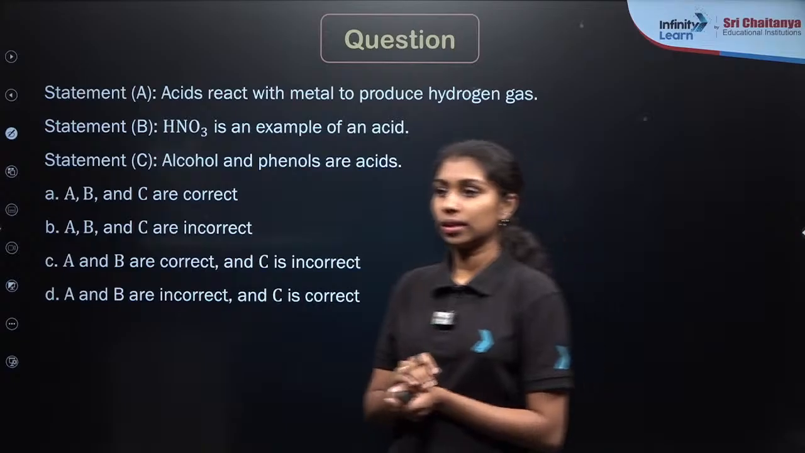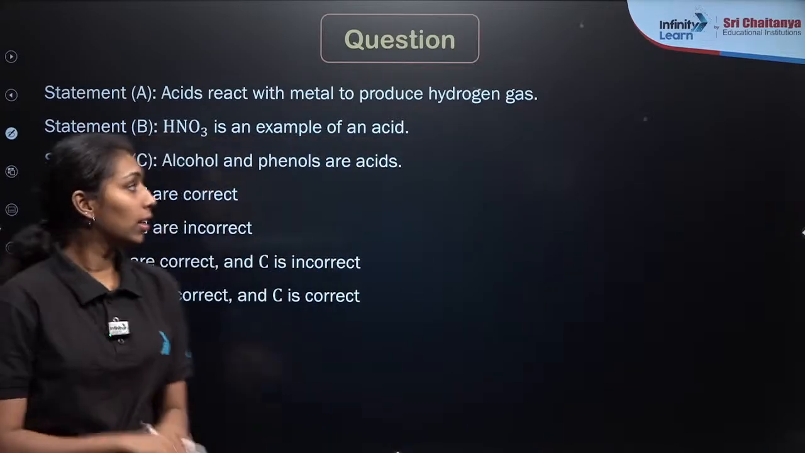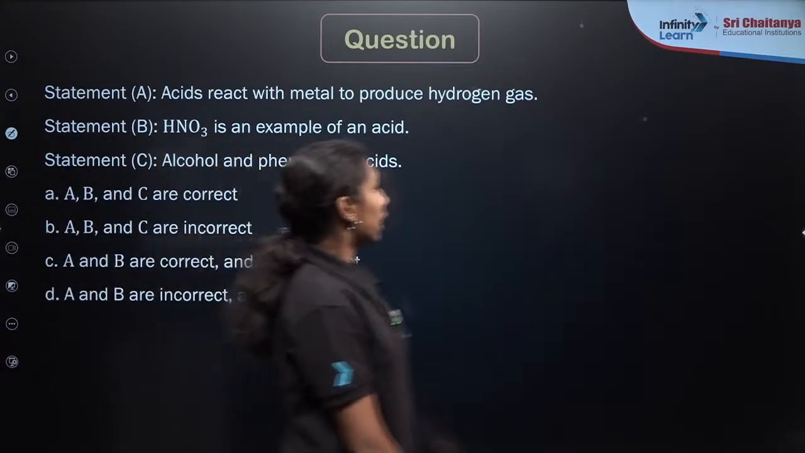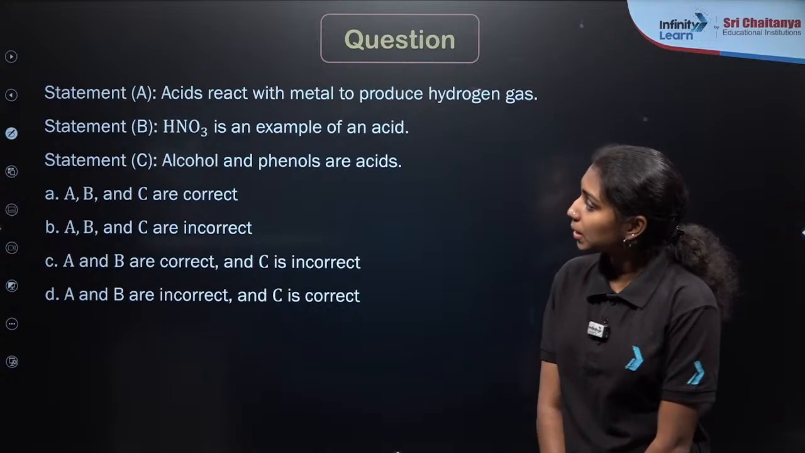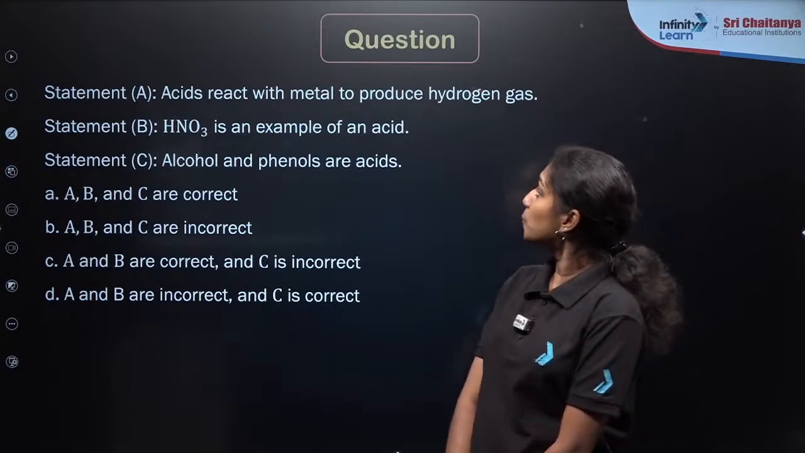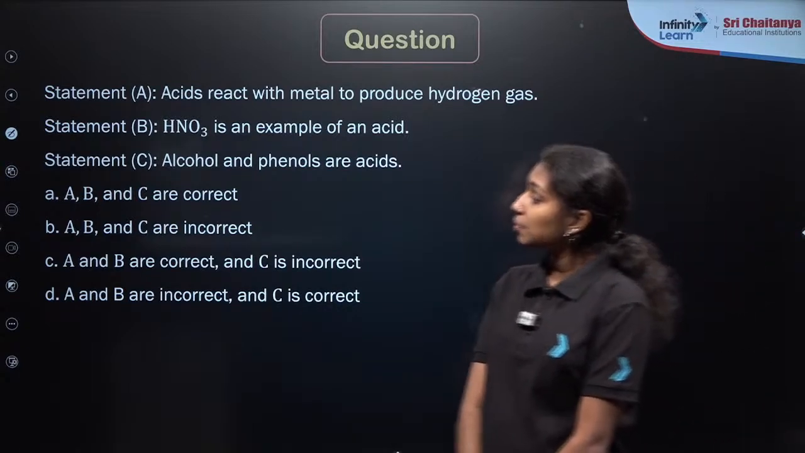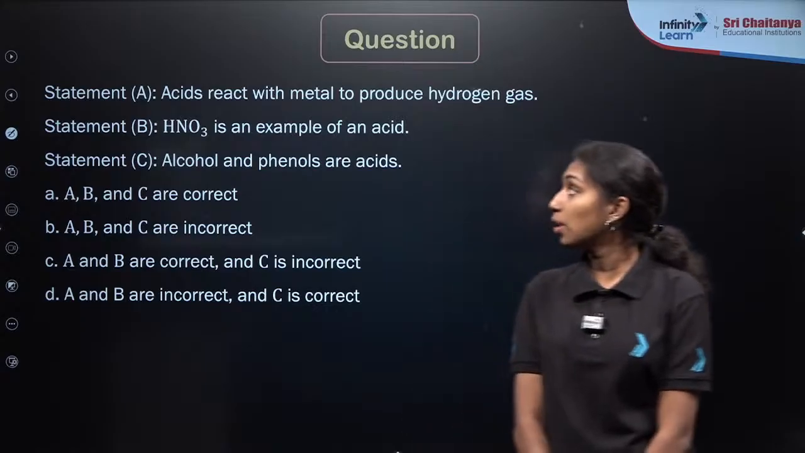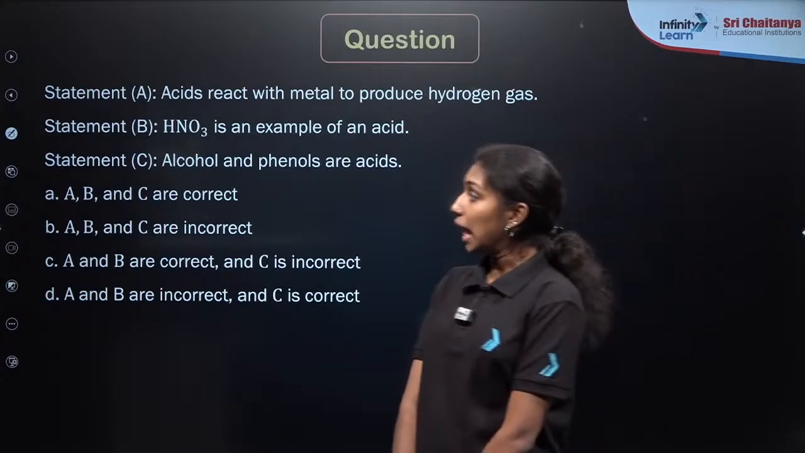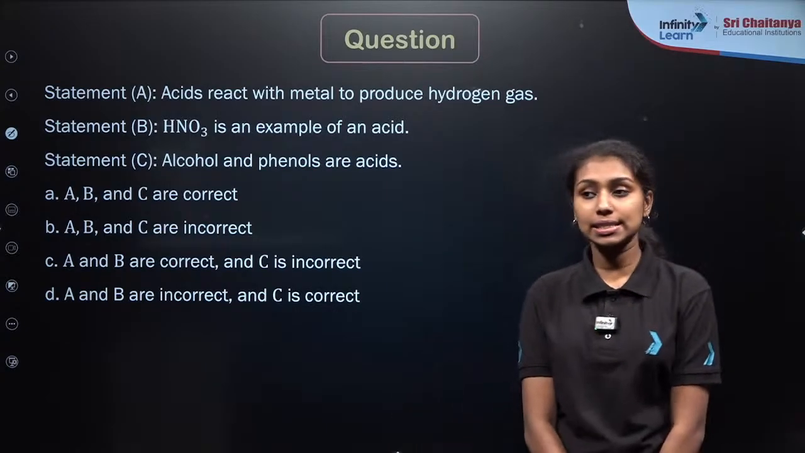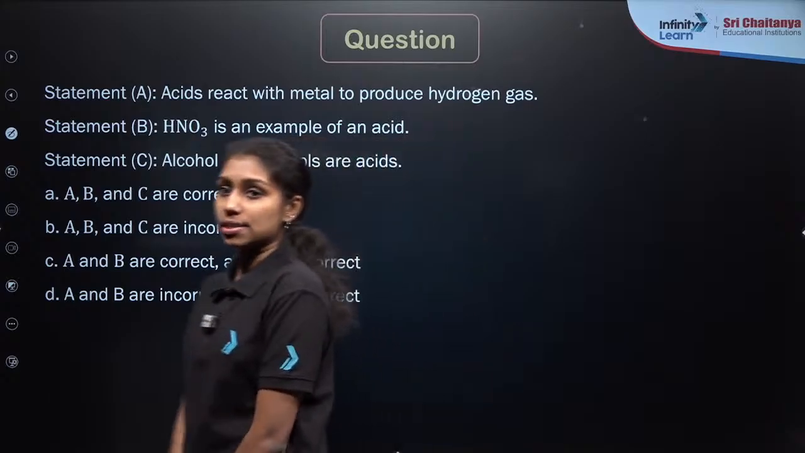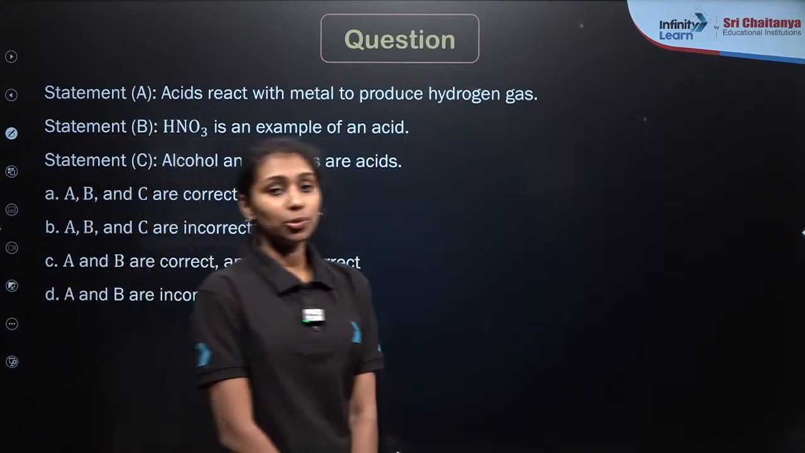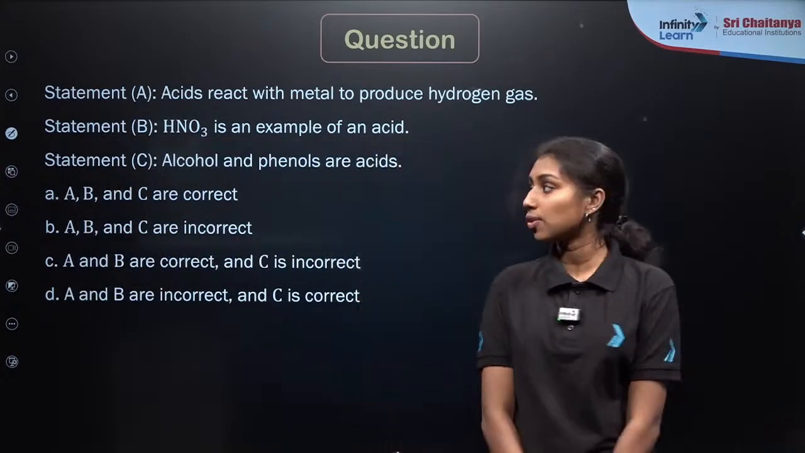Okay. Here is our next question. Again, statements are given here. The first statement is acids react with metal to produce hydrogen gas. Statement B is HNO3 is an example of an acid. And the last statement, alcohol and phenols are acids. Read the question properly. You need to check whether these statements are correct or wrong.